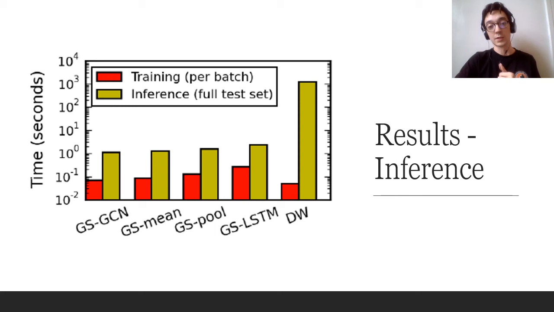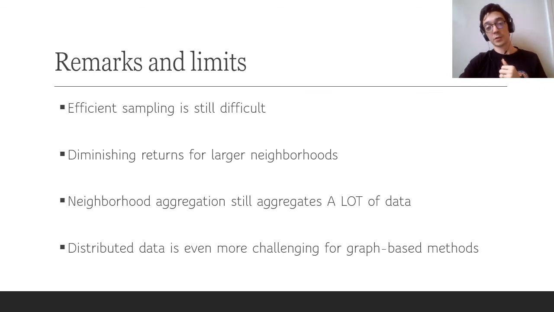The results you are seeing on your screen are based on real datasets, and while training time is a bit slower, especially for the LSTM aggregator, it is 100 times faster when performing inference on the full test sets. Generally, the paper specifies that DeepWalk can be 100 to 500 times slower than GraphSAGE when performing inference. GraphSAGE presents some very interesting results, but still displays some limits.